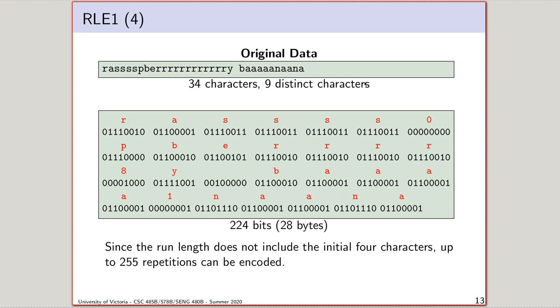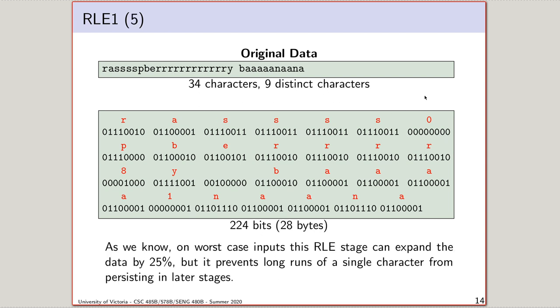It's also worth considering that because this run length does not include the four characters preceding it, you can encode 255 additional repetitions, and so your runs, before you need to encode four more starting characters, can have length up to 259, so the four initial characters plus up to 255 repetitions. We talked about this already, so I'm not going to spend time on it, but we know that if we're unlucky, this can still lead to expansion.